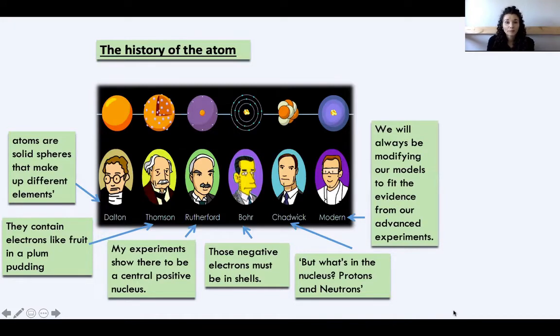And that brings us up to modern times. We know a lot more about the atom than we did, for example, back in Dalton's time. But there's still a lot that we don't know. So scientists are constantly experimenting and trying to find out more about the atom, and our ideas are changing as we find out more. So we modify and change our model of the atom to fit the evidence that we've got.